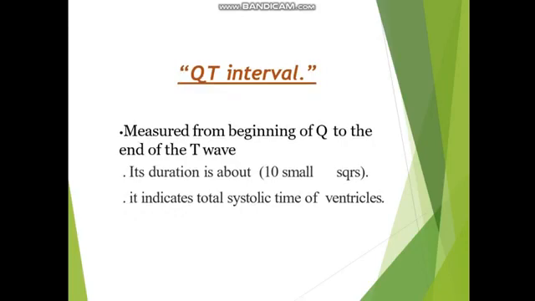Then the QT interval, measured from the beginning of the Q to the end of the T wave. This duration is about 10 small squares. It indicates the total systolic time of the ventricles, the total contractile time of the ventricles, how much time the systole takes place. That is the QT interval.